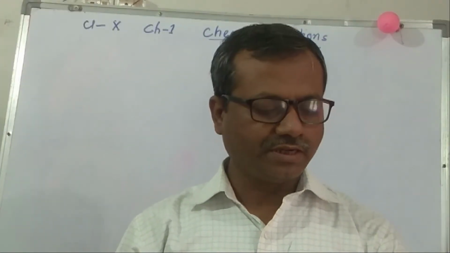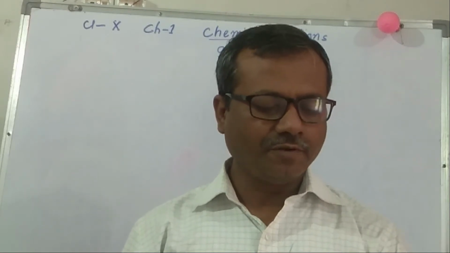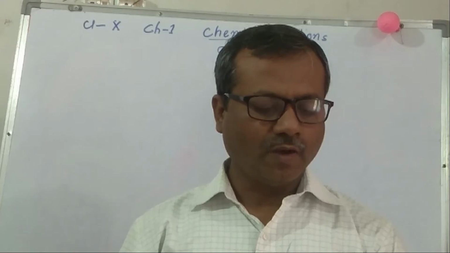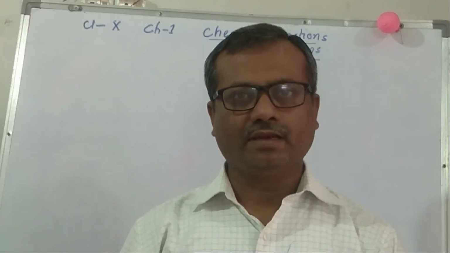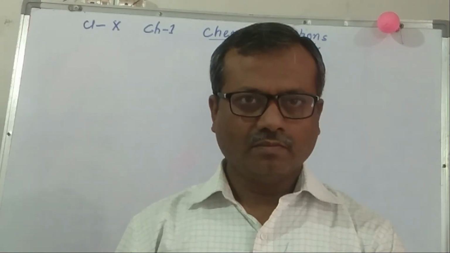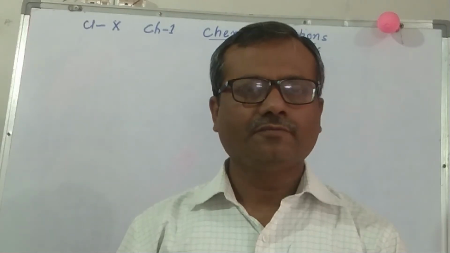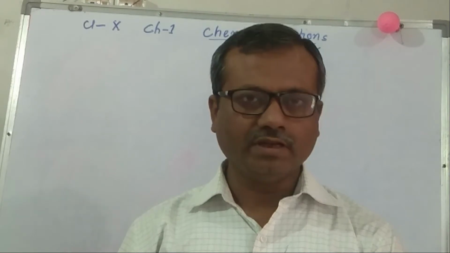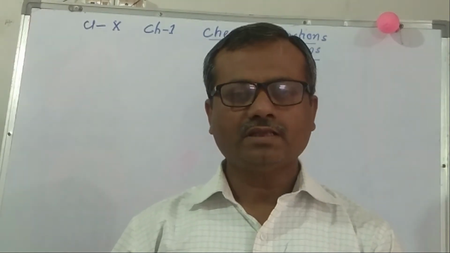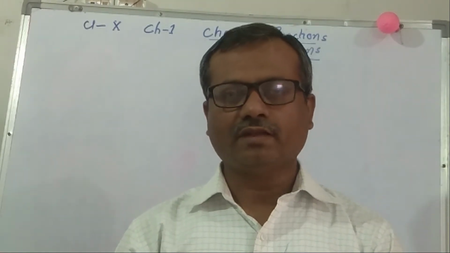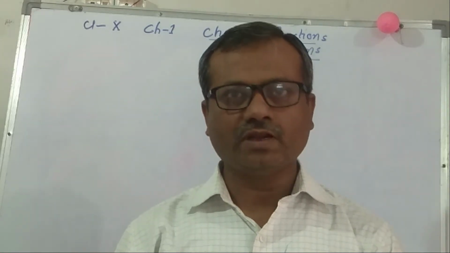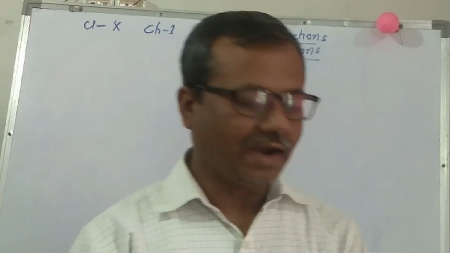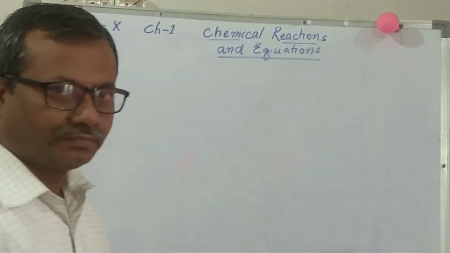Today I am going to start a lesson from class 10 science books, chapter 1, chemical reaction and equation. Though it is from the class 10 book, the class 9 students also can read. Class 7 onwards, students of class 7, 8, 9, 10, all can read this chapter. The contents of this chapter are there in their books also.